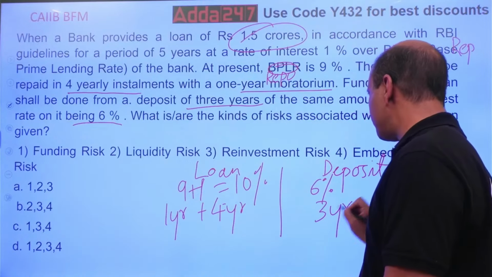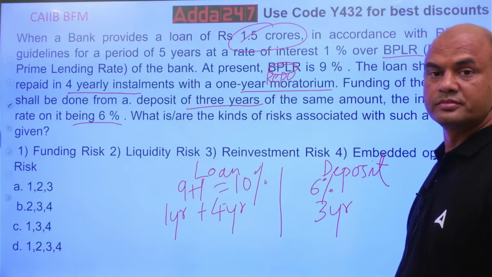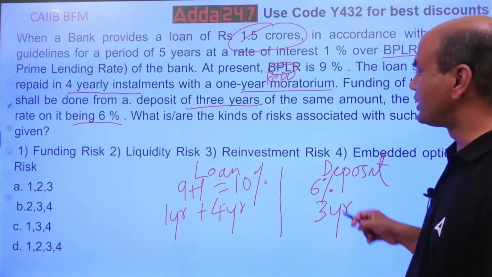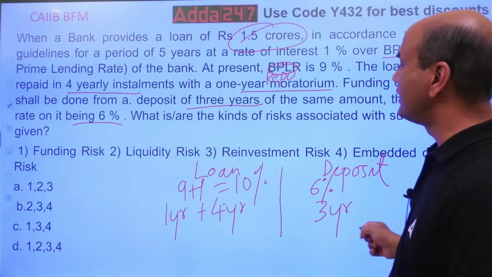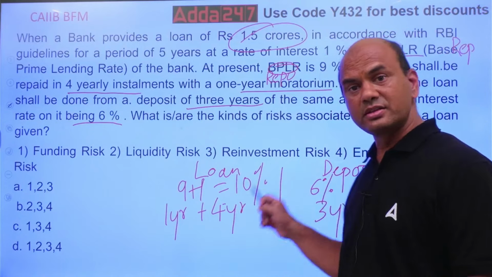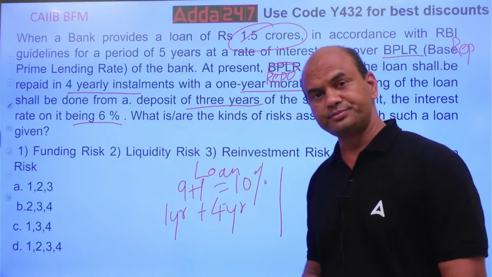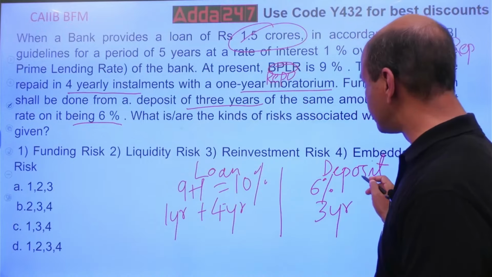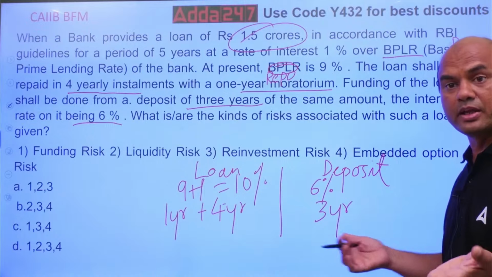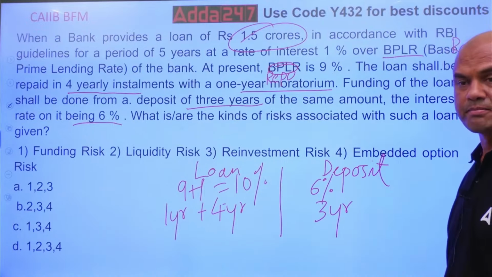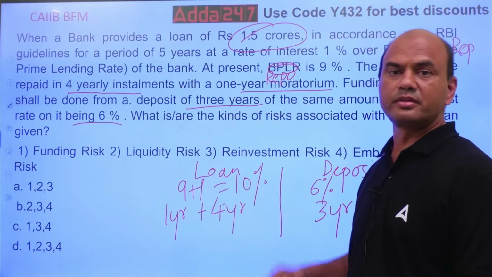Now you are facing a problem. Deposit is of 3 years. What will happen? Imagine you take a deposit of 1.5 crores and then you give a loan of 5 years. Here you are taking it for 3 years, here you are giving it for 5 years. At the end of the maturity of 3 years, this depositor will come to you asking for the money. Give me back my money. And this money you have already given as a loan.